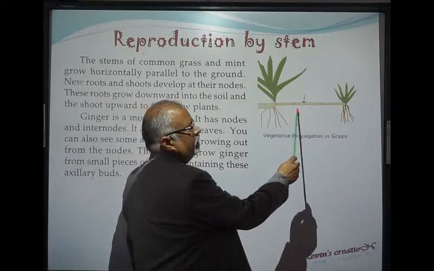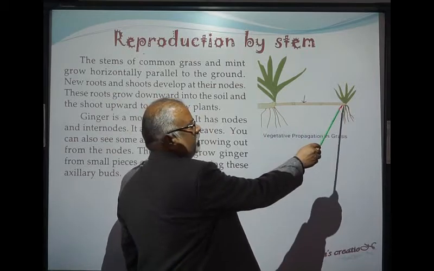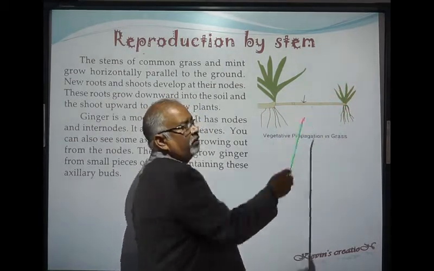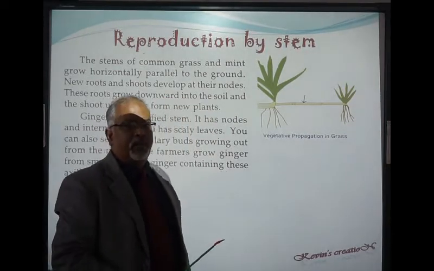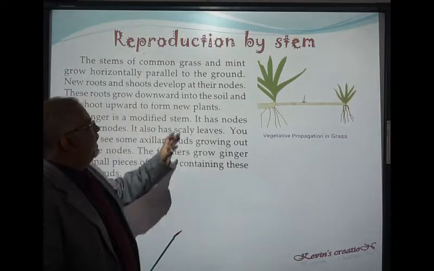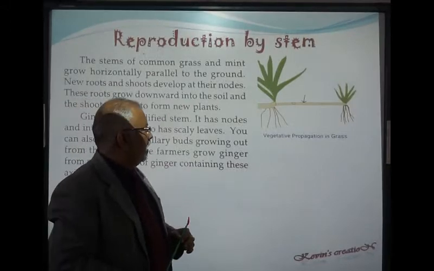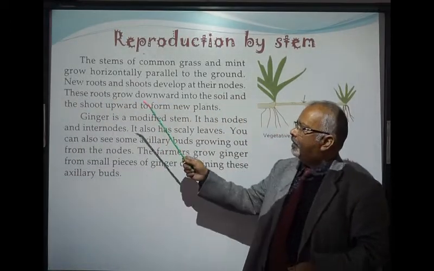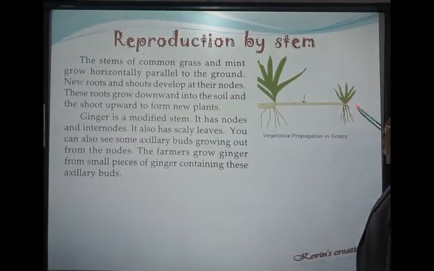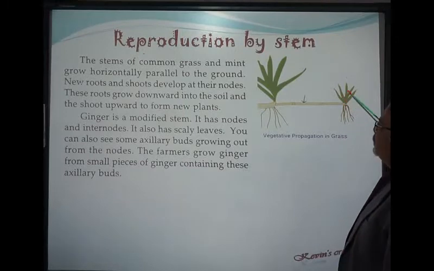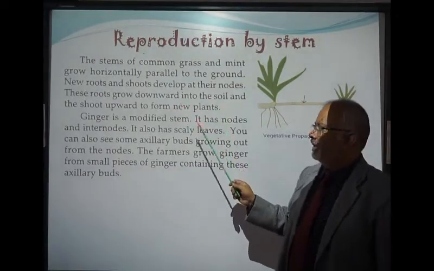And here you can see these are the nodes and internodes. So from each node you can have a new plant from the stem itself. So this is a kind of vegetative propagation done by the stem. Examples are grass and mint. So they grow parallelly to the ground. New roots and shoots develop at the nodes. Now here the roots grow downwards, and the shoots grow upwards to form new plants.